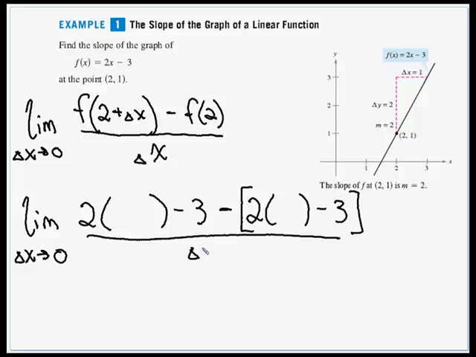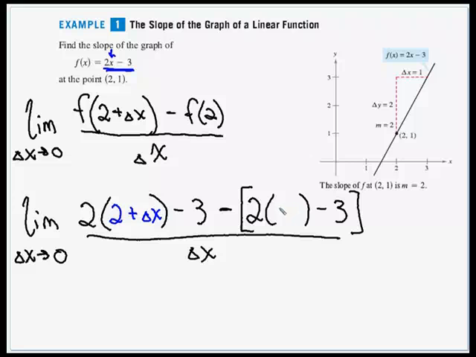So again, let's look here. I got my function as 2x minus 3. I sort of wrote it out twice, but I left parentheses in place of the x. Here it's 2 something minus 3 minus 2 times something minus 3. Now in that first set of parentheses goes the 2 plus delta x.